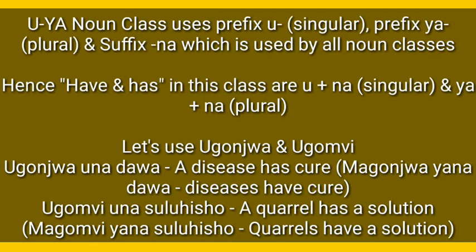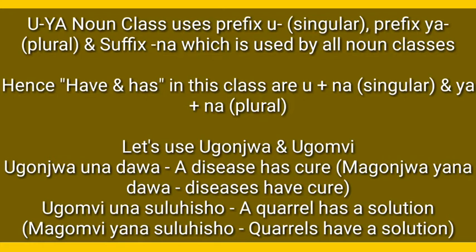The U-YA noun class uses prefix U for singular, prefix ya for plural, and suffix na, which is used by all the noun classes. Hence, has and have in this class are U plus na for singular, and ya plus na for plural. Let's use ugonjwa, a disease, and ugomvi, a quarrel.